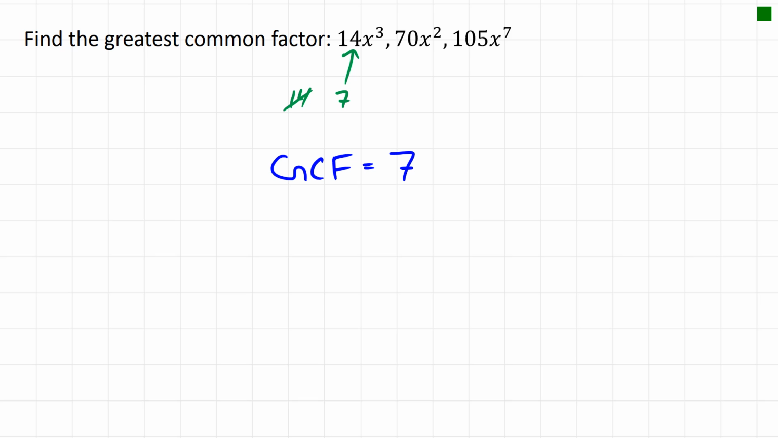So that handles our coefficient part, but now we have to look at the variable part. And so what's the biggest thing that x cubed, x squared, and x to the 7th can be divided by? Well, it's the smallest of what the variables have in common power-wise. That's x squared. I can divide all three of these by x squared. So that's the greatest common factor, 7x squared.